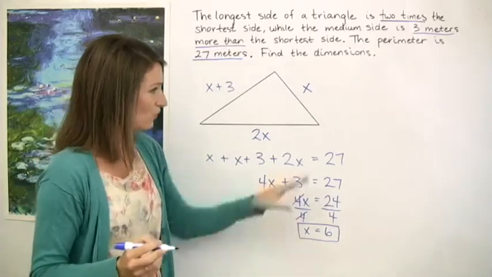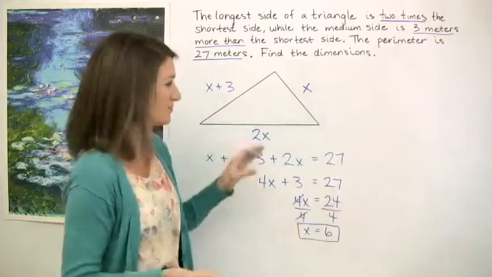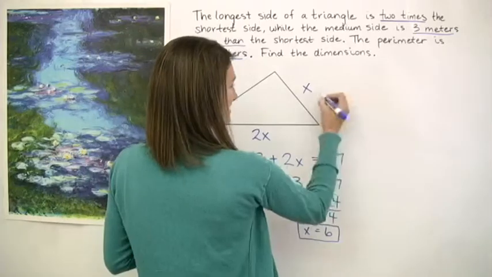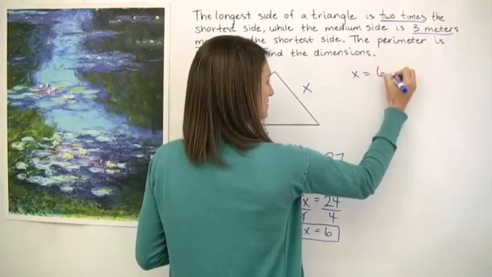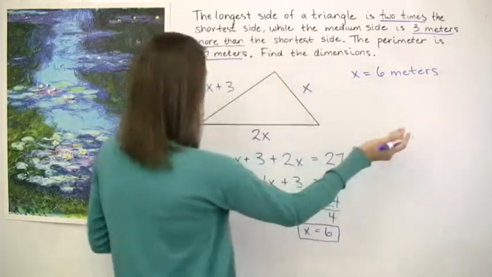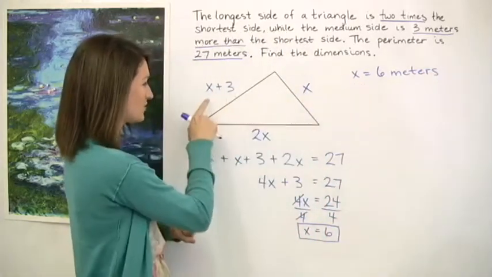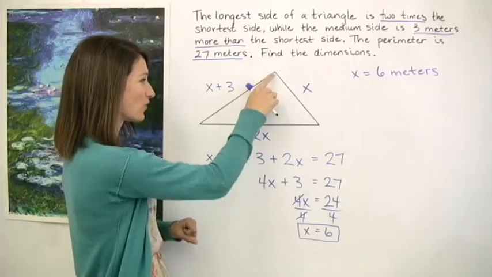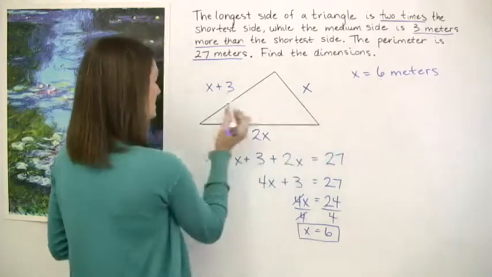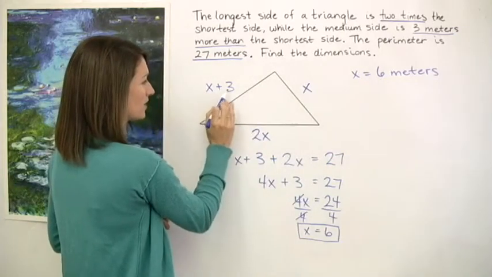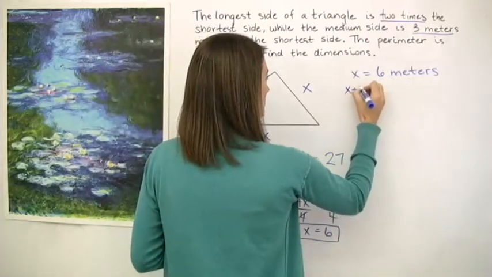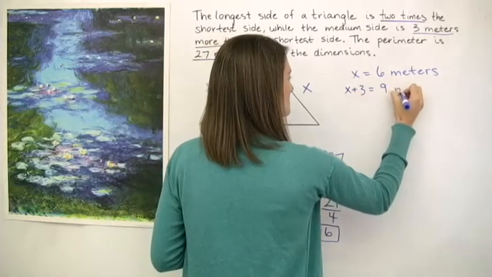So let's go ahead and just list out the dimensions of this triangle. We have our value for x, so x equals 6 meters. We'll plug in our value for x into our other two expressions. For our medium side, which is represented by x plus 3, we'll plug in 6 for the value of x, so 6 plus 3 equals 9, so our medium side, x plus 3, is equal to 9 meters.